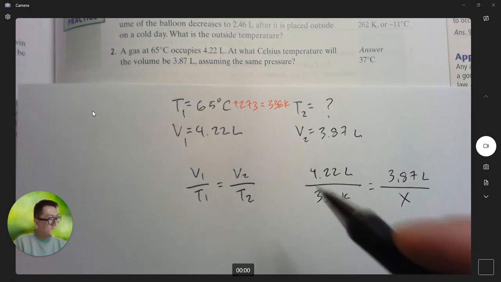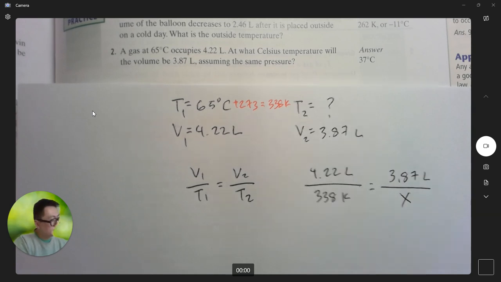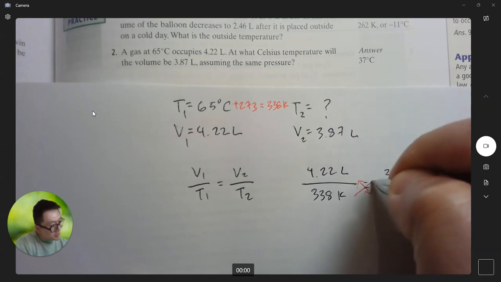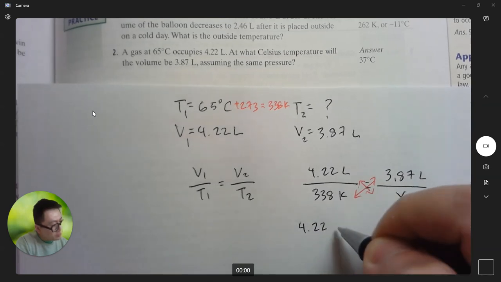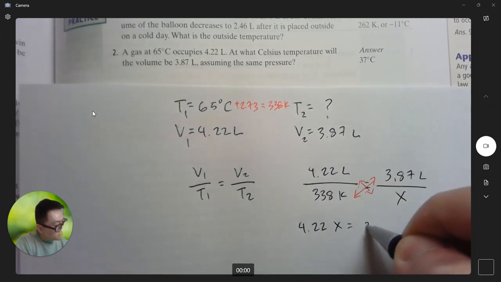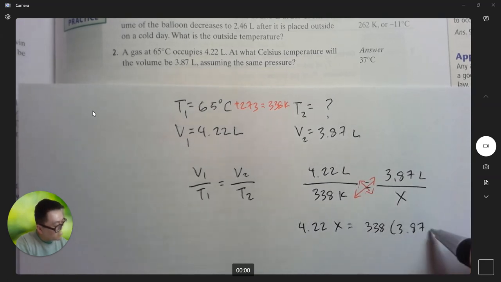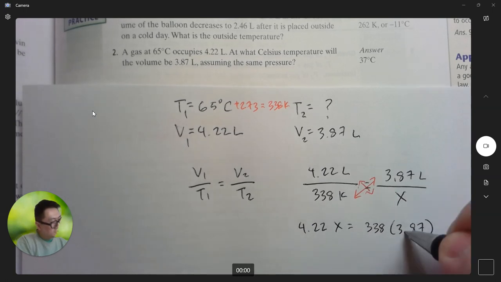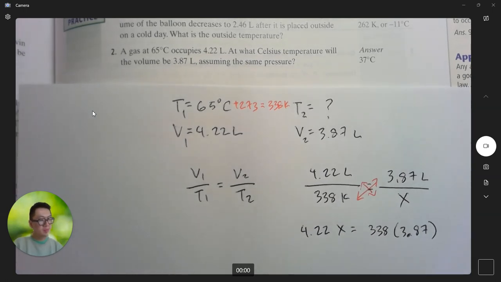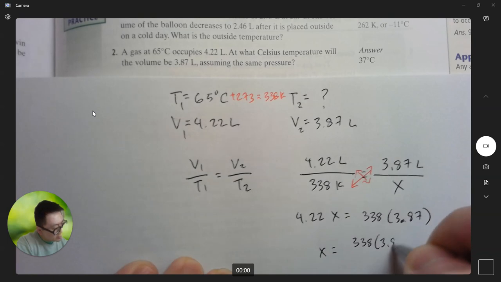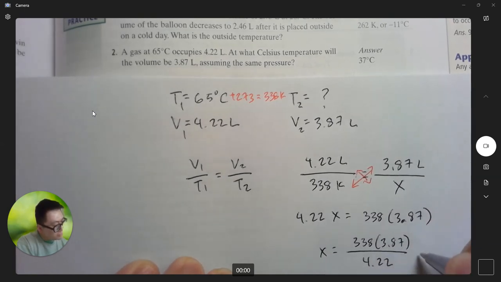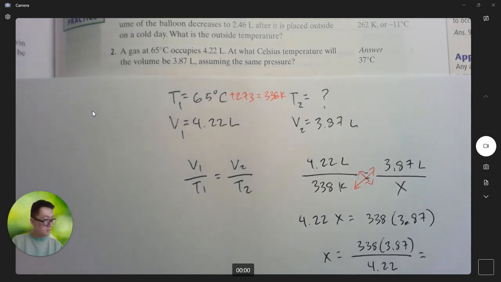Probably what's easier here is to cross multiply. I'm also going to leave out the units right now. 4.22 times X is equal to 338 times 3.87. We're trying to solve for X, so X is equal to 338 times 3.87, all divided by 4.22. On my calculator, I got 310.